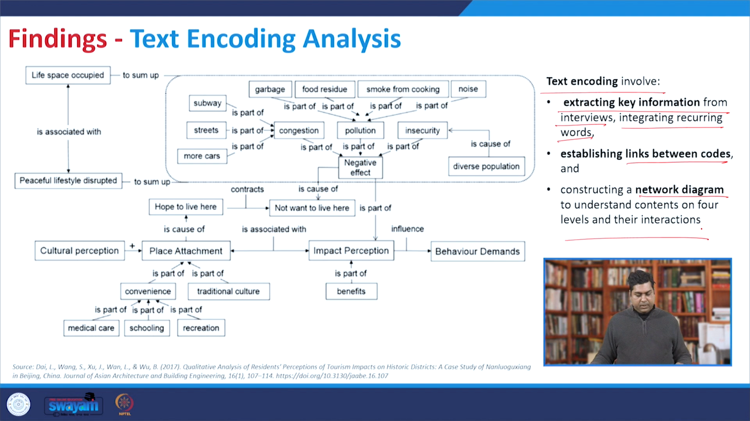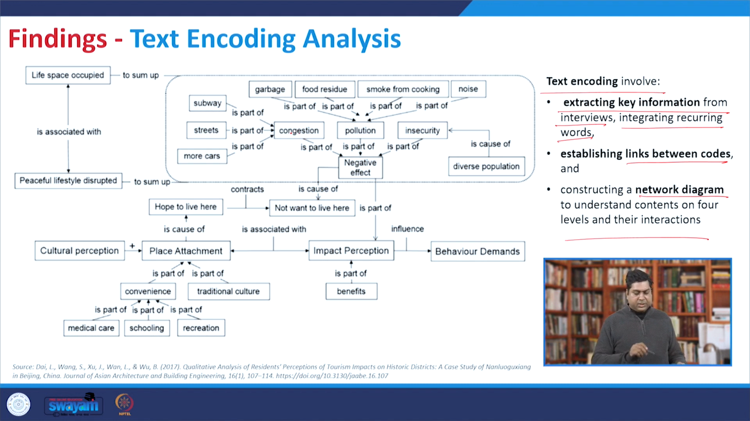Say, for example, in this case garbage, food residue, smoke from cooking, and noise are different externalities from tourism, and then the relation of whether those things contribute to pollution, or are a part of pollution or not. Now in this case, definitely these are some of the negative effects.